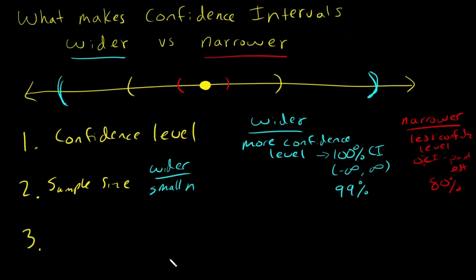Okay, so I'll need a small n for wider, and then for narrower, okay, is large n. Basically, when the sample size is very, very big, I'll need a narrower interval to be the same amount confident. Okay.